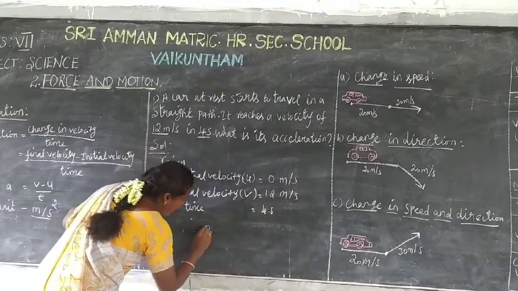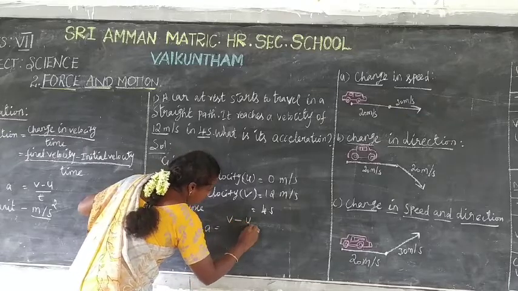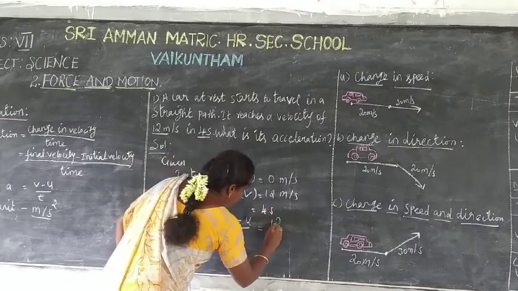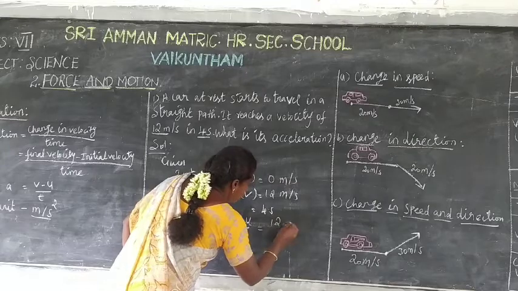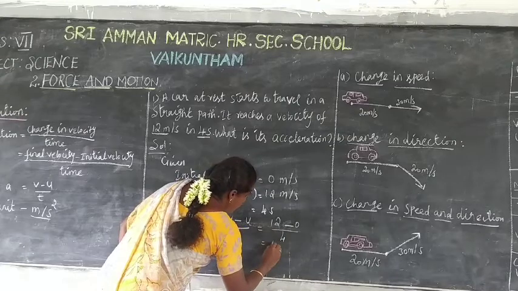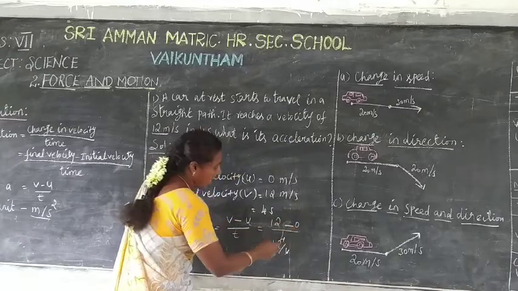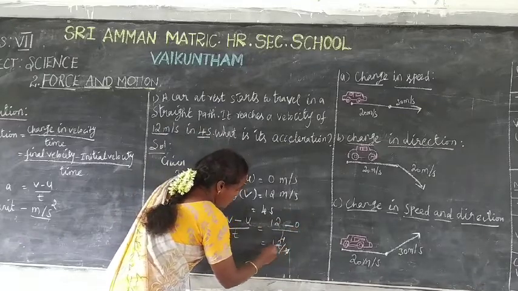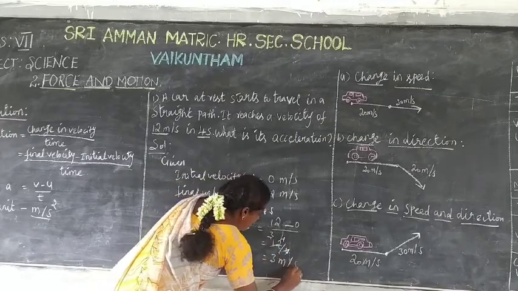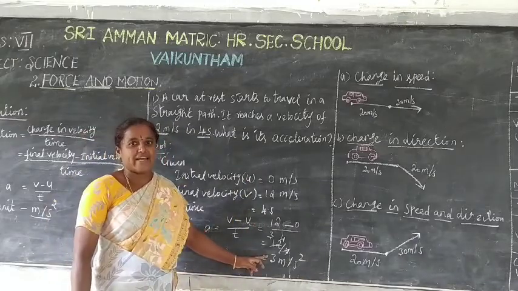Therefore, acceleration a is equal to final velocity v minus initial velocity u divided by time t. Substituting these values: v is 12 meters per second minus u, that is initial velocity 0, divided by 4. 12 minus 0 is 12, 12 divided by 4. 3 fours are 12. Therefore, 3 meters per second squared. Acceleration a is equal to 3 meters per second squared.